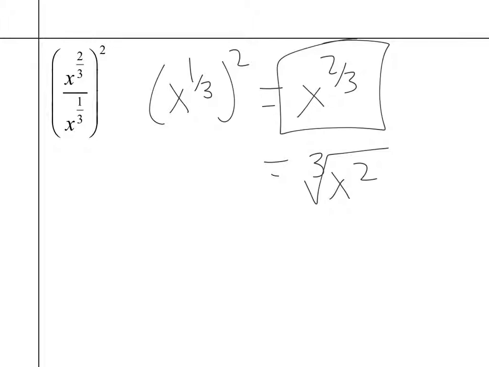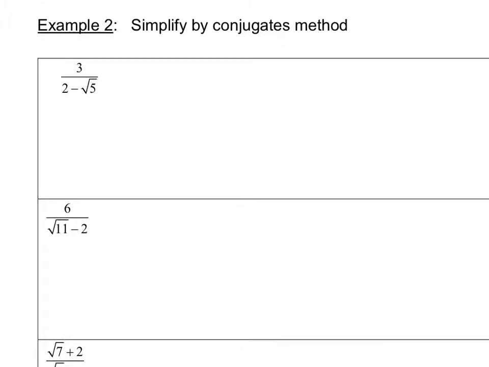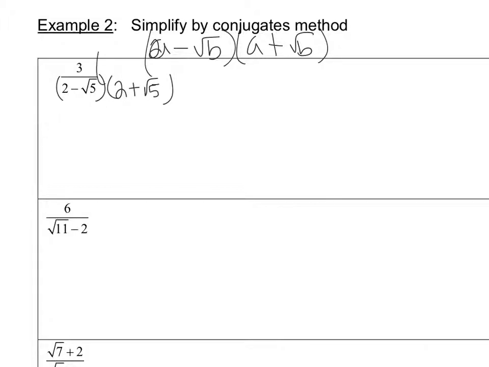Okay, let's keep going. Alright, so simplify by the conjugate method. See how this says conjugate: it's a minus the square root of b. The conjugate of that is a plus the square root of b, or vice versa. So this one you've got to multiply by 2 plus square root of 5 over 2 plus square root of 5. Now I'm going to show you the long way once, and then we'll see the shortcut here.